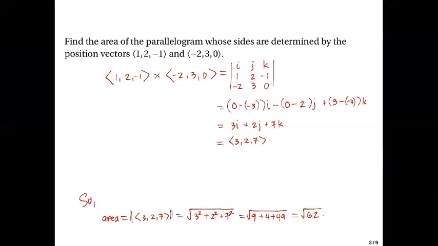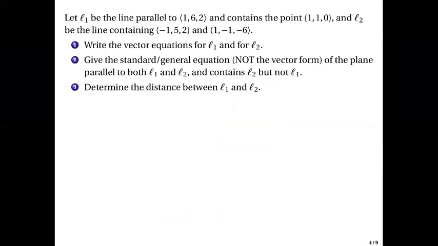Next problem. Let L1 be the line parallel to <1, 6, 2> and contains the point (1, 1, 0), and let L2 be the line containing the points (-1, 5, 2) and (1, -1, -6).